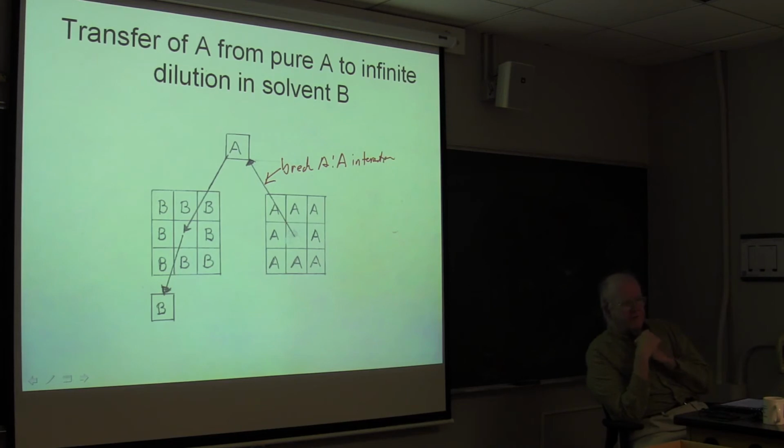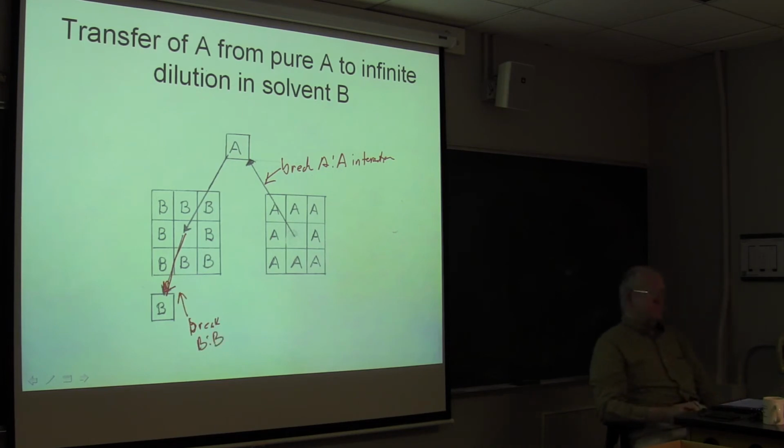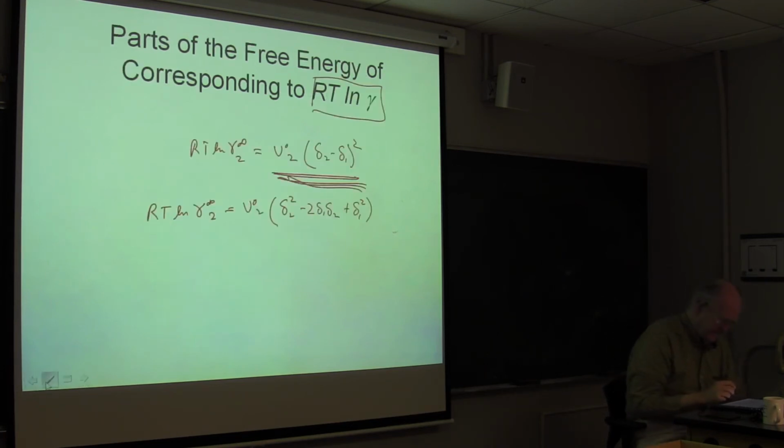Now consider that we've assumed that there's no excess volume of mixing. That means that we have to figure out how to create a space in the B liquid to put the A. So we actually have to think about breaking some B-B interactions here. And then we can slide this A molecule into the cavity in the B's, and we're going to make A-B interactions. So there are 3 different intermolecular interactions involved in the mixing of pure liquid A into pure liquid B at infinite dilution of A in B. And that's why there are 3 terms over here.